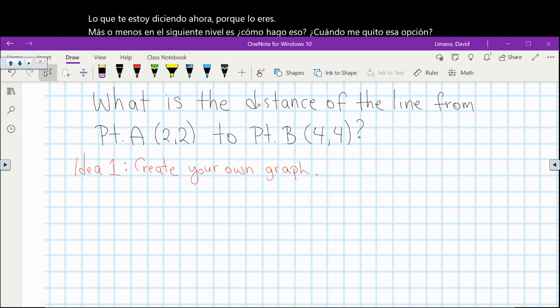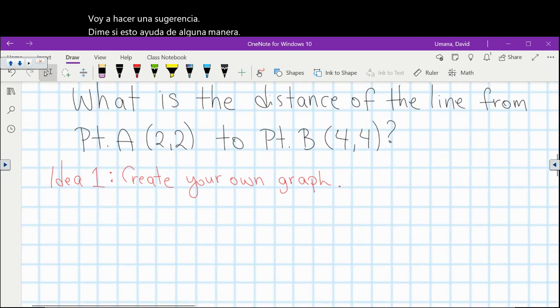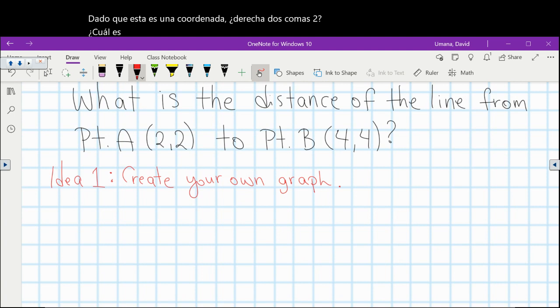I'm going to make a suggestion. You tell me if this helps in any kind of way. I am going to say that point A, since this is a coordinate, 2, 2, what does the coordinate represent? What are my letters for a coordinate? Any coordinate. Thank you. X and Y. So my coordinates are X and Y.